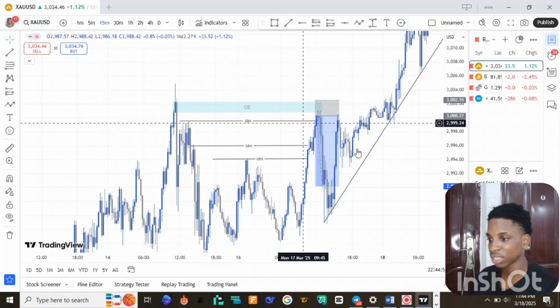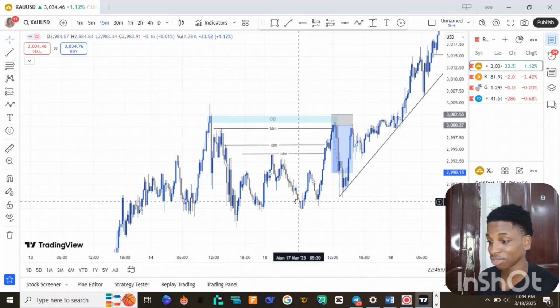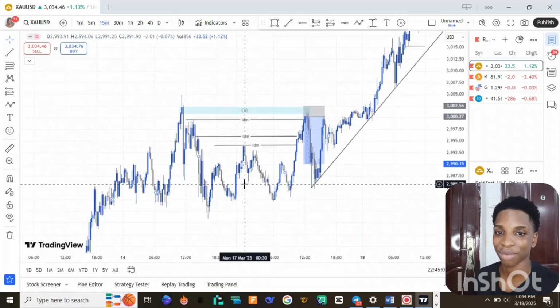And yeah, that's basically the trade we took on gold. Clean, fast sell. It took profit really fast. It's one of the fastest trades I've taken for as long as I can remember.